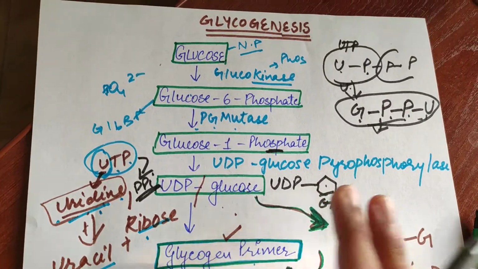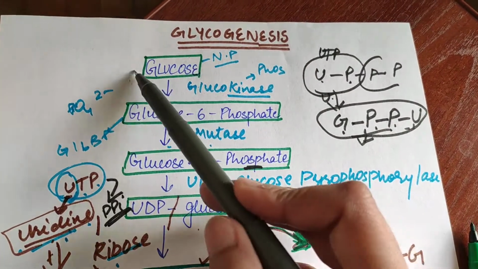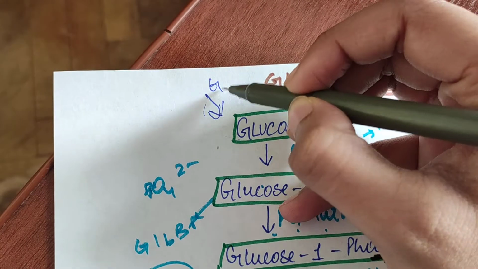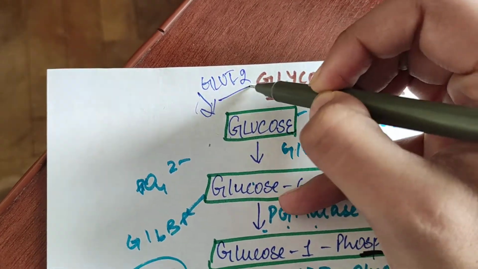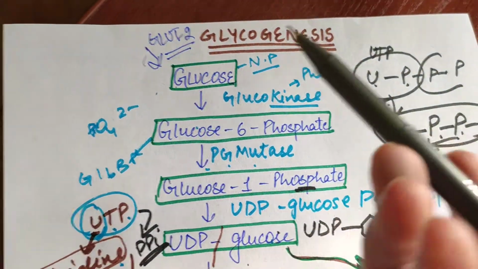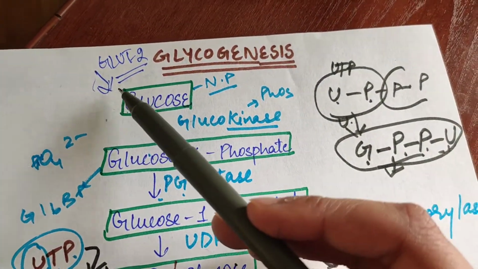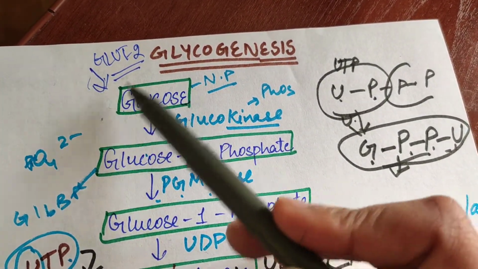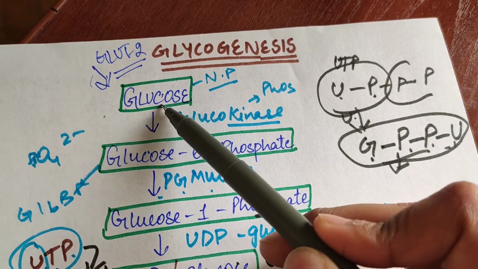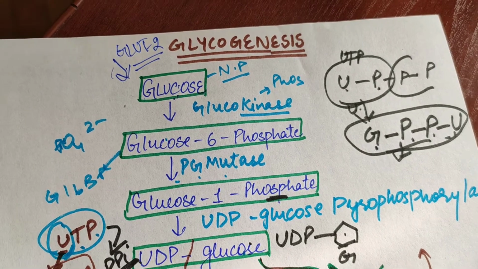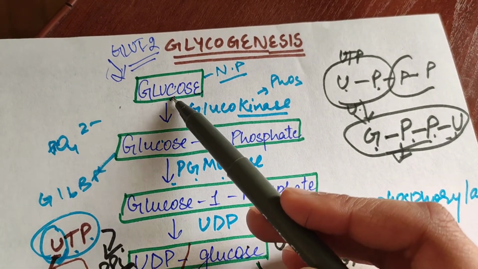Now I'll give you a quick review. Glucose enters the liver through which receptors? GLUT2 receptors. As we know, GLUT2 receptors are two-way receptors. In the liver we need glucose to come inside as well as go outside. So these GLUT2 receptors take the glucose inside. Then if there is more glucose, glucose will be converted to glycogen and stored.